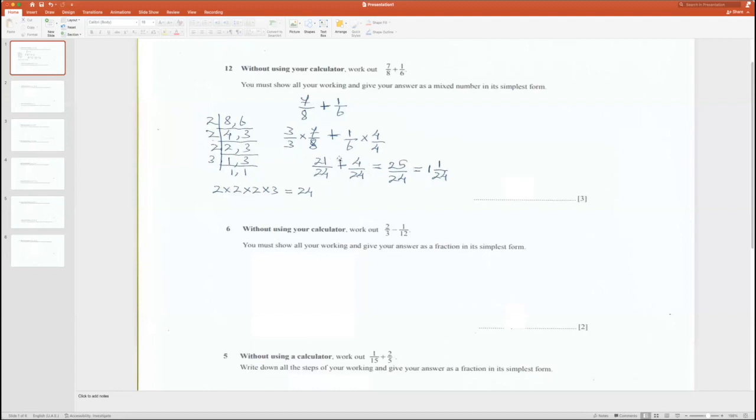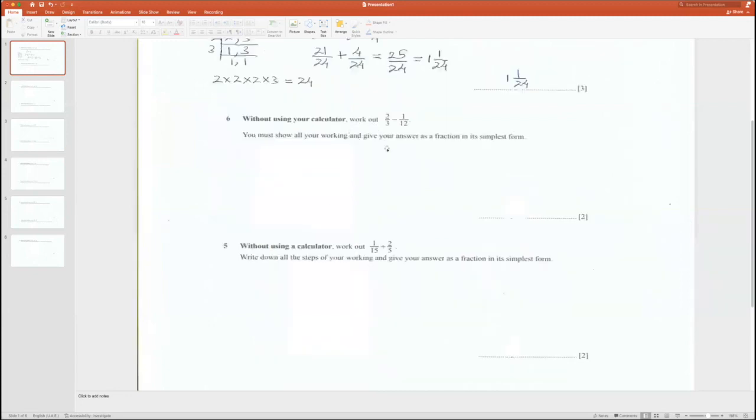Then we can add together these numerators. So 21 plus 4, 25 over 24. So this is an improper fraction. So we can write this as a mixed number. 25 divided by 24, then 1 and 1 over 24 is the fraction.